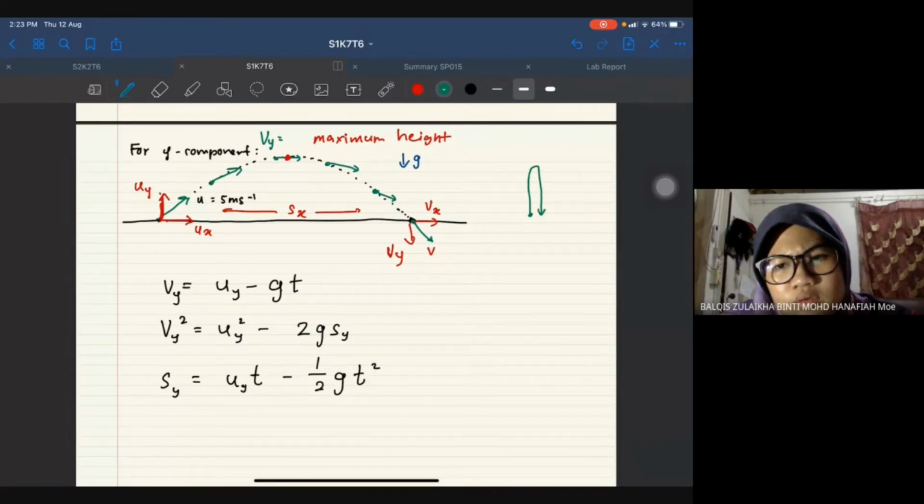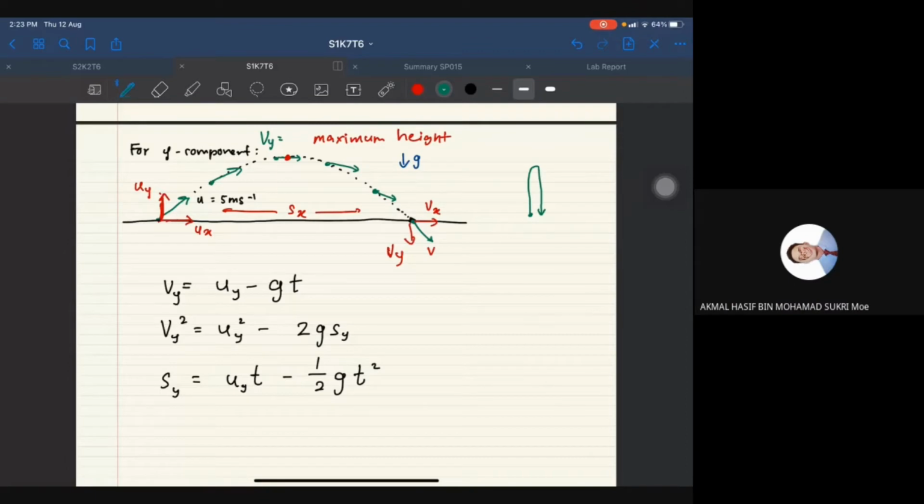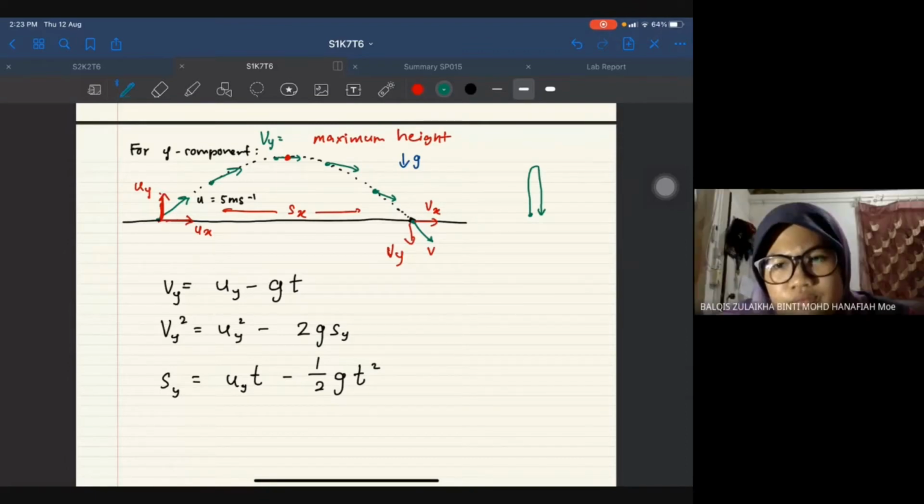Setuju ke tak? Setuju. So kalau kamu baling the object, if you throw it straight upward, at one point dia akan stop for a moment. Okay? So that one is the maximum height position. So this is what we call Vy equals to 0. At maximum height, the velocity is equal to 0 for the Y component.